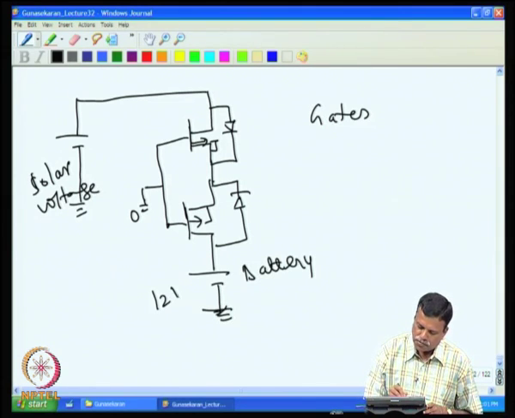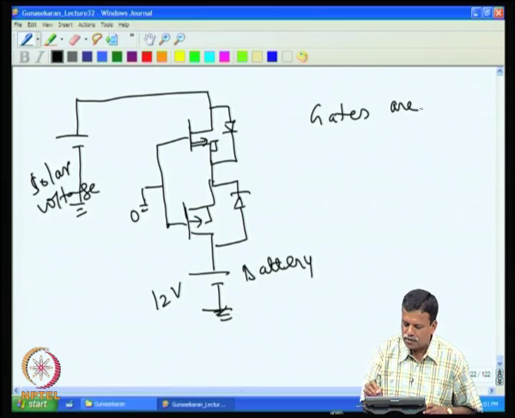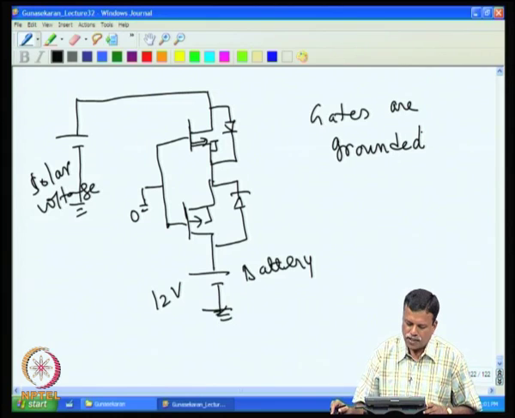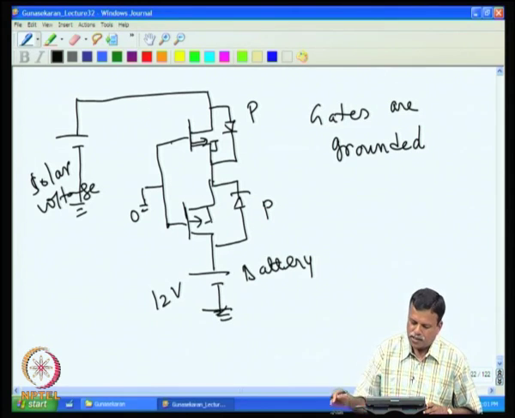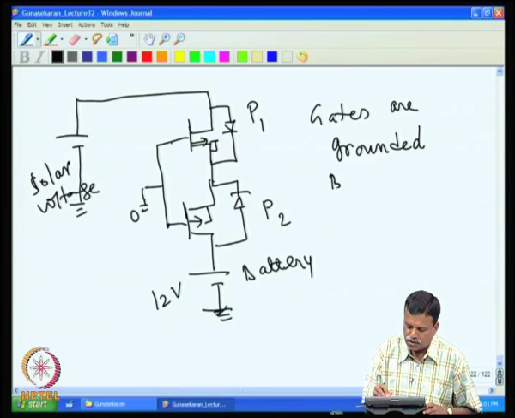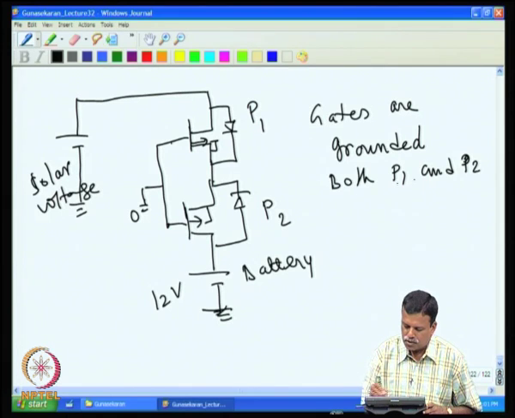For example, if it is a 12 volt battery, if the gates are grounded, then this is actually a p channel MOSFET. So, when the gate is 0 and this voltage is high, then this gets on. Same thing happens actually, this is 12 volt and this is 0, both MOSFETs will be on, that is, both P1 and P2 are on.